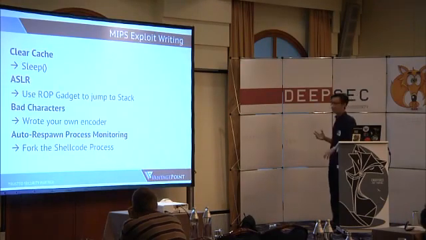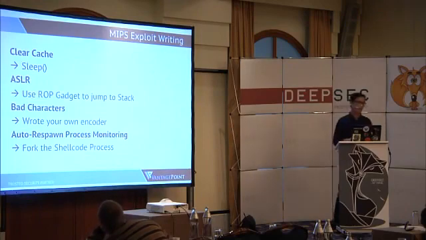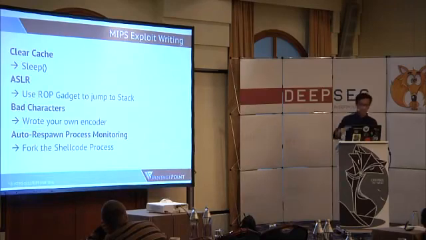Just to recap, for MIPS exploit writing there are 4 things. Clear the cache: to solve the cache incoherency problem, you need to sleep or call any other blocking function. ASLR: to bypass ASLR, you can just use any ROP gadget, which we will be using with the cache incoherency fix. For bad characters, you can write your own encoder. And for the auto-respawn process monitoring service, you can just fork the shellcode.